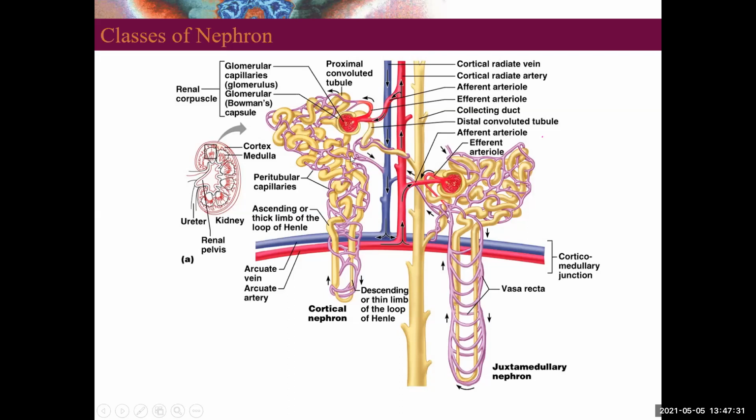These peritubular capillaries ultimately, what do they do? They drain into the vein, okay? And that vein ultimately drains into the cortical vein and then the inferior vena cava. So blood coming in and blood going out.